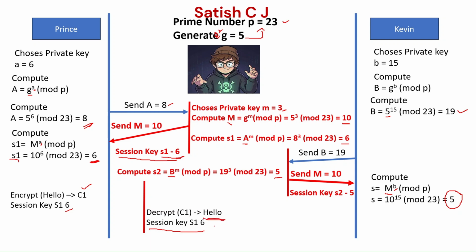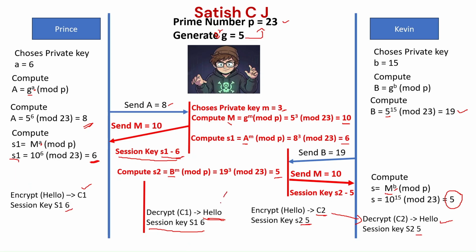So he is able to read the message, and what he can do is he can very well take the session key 2 and encrypt hello again with session key 2 to get ciphertext 2, and then he can send the ciphertext to Kevin. So Kevin can decrypt it because it was encrypted with this session key 5. He can decrypt using that session key, and he'll be able to get the text. See, actually this text was transferred from Prince to Kevin, and they both have been able to transfer and receive. But one thing is, the hacker has been able to decrypt and encrypt it again.